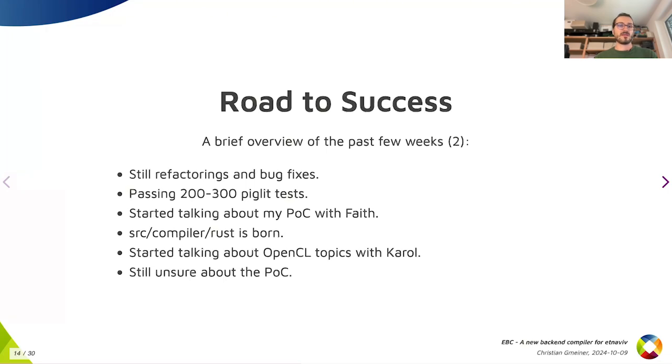In the second stage of development, over the past few weeks, I was focused on refactoring and fixing bugs. During this period, the compiler was able to pass around 200 to 300 piglit tests. It was a small but promising milestone that showed things were moving in the right direction. I also started discussing the proof of concept with Faith. At this point, the compiler Rust directory was born.